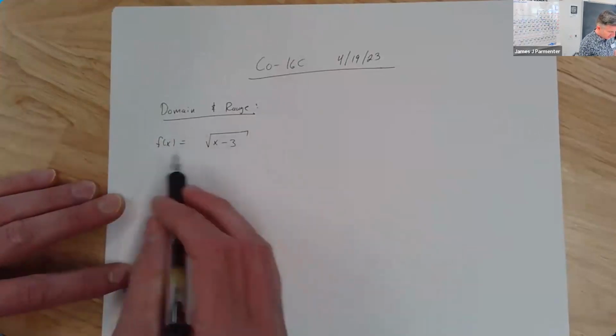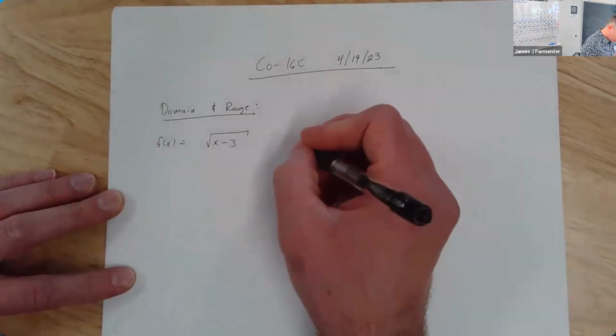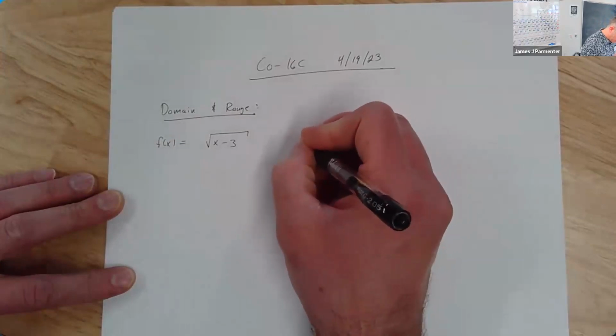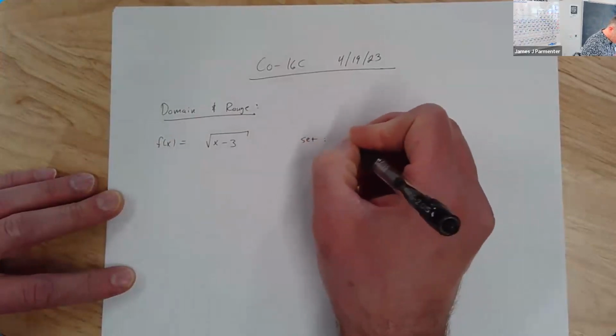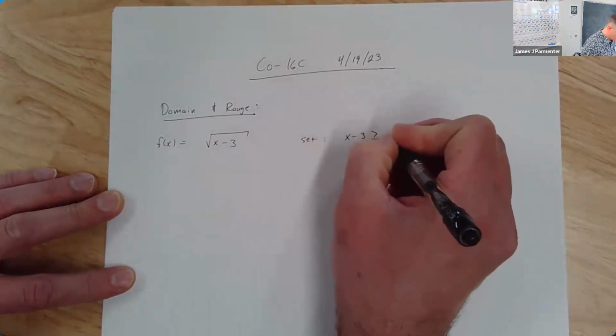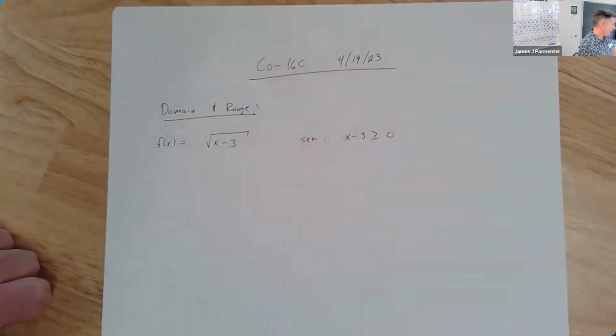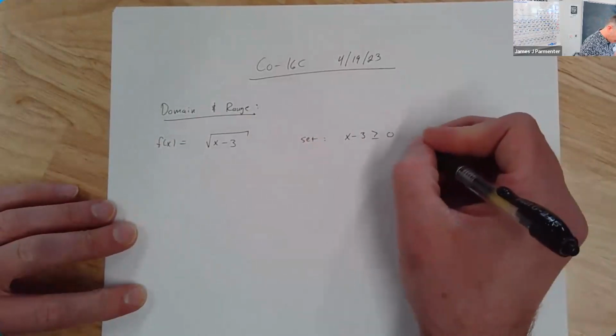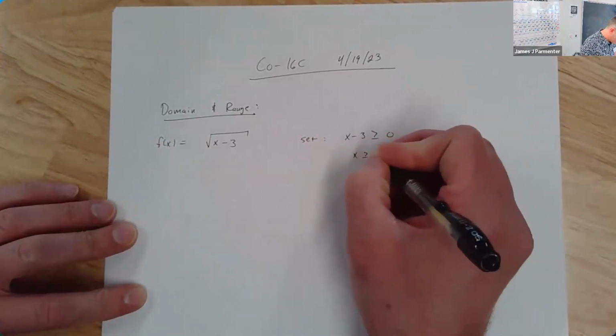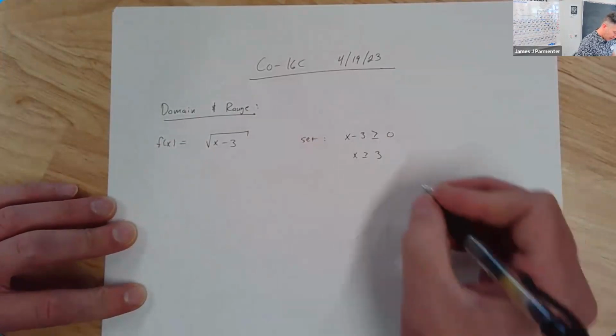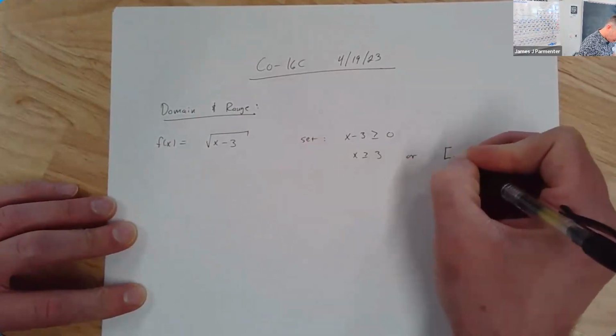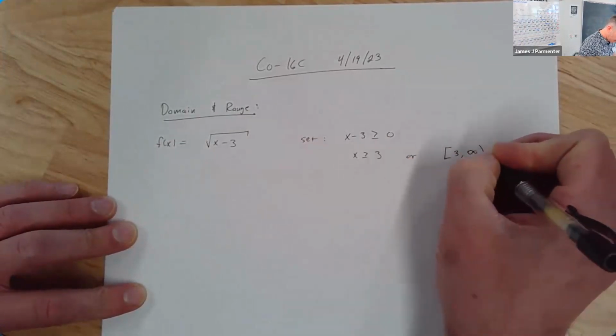So here, if I see this function, I know that the domain, I have to set x minus 3 to be greater than or equal to 0, because I can't take the square root of anything negative. So here, I'm going to get x greater than or equal to 3, which I would write in interval notation as everything from 3 to infinity.